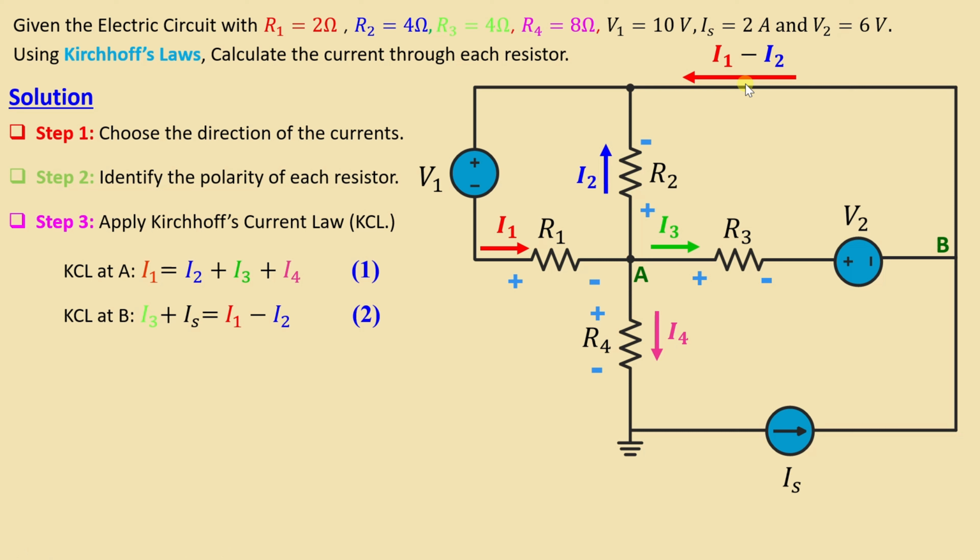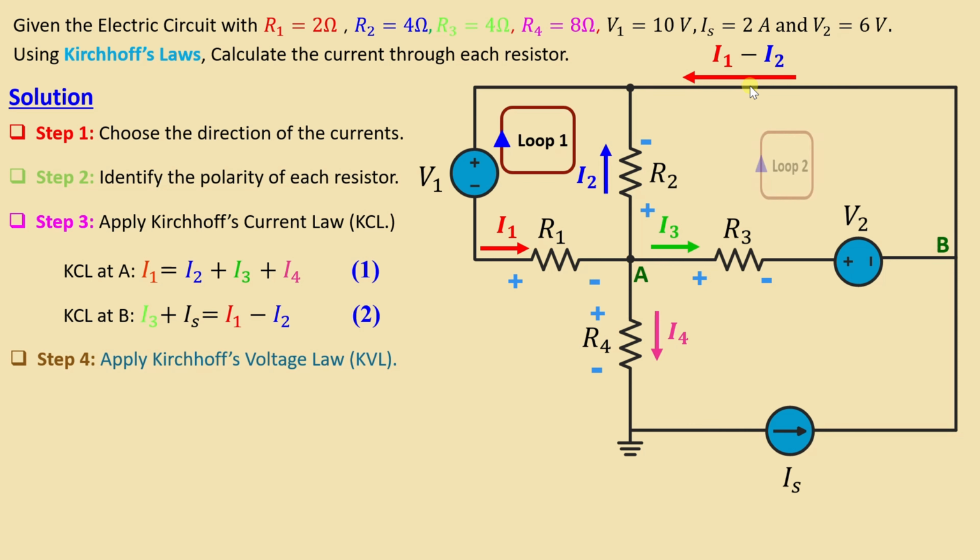After we finish applying Kirchhoff's current law, we go now to apply Kirchhoff's voltage law, KVL. Before we start applying KVL, we need to choose the different loops we are going to use here. This is loop number 1 and this is loop number 2.